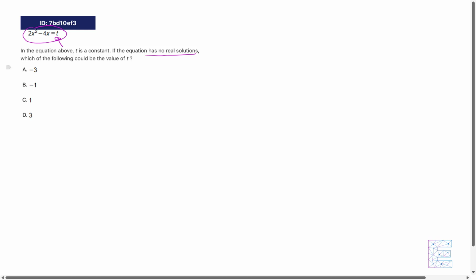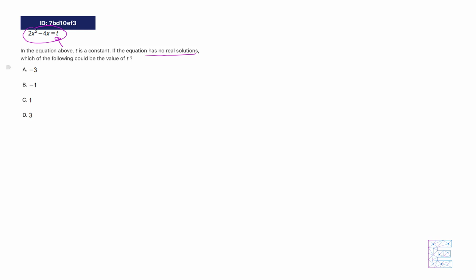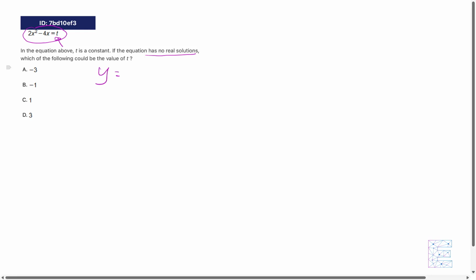But remember, if you're plugging something into Desmos, you have to move everything to one side. So our equation has to be y equals whatever that equation is. That means we have to subtract t from both sides. So the t's cancel here, and we end up having y equals 2x squared minus 4x minus t. That's what's going into Desmos. Let's fire it up.